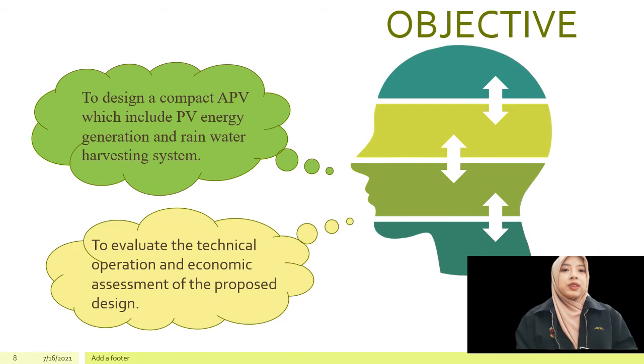The objective of this study is to design a compact agro-photovoltaic system which includes photovoltaic energy generation and a rainwater harvesting system. Other than that, the objective of this study is to evaluate the technical operation and economic assessment of the proposed design.